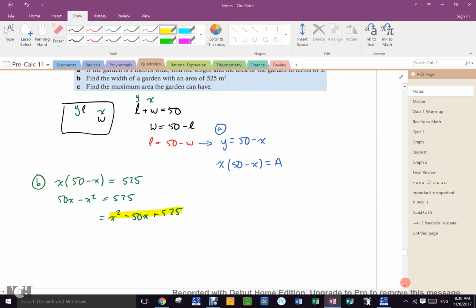Pardon me? The roots are 35 and 15? Okay, so according to Sukbal, x equals 35 or 15, right? Positive 15? Okay. Because I didn't get positive 15.